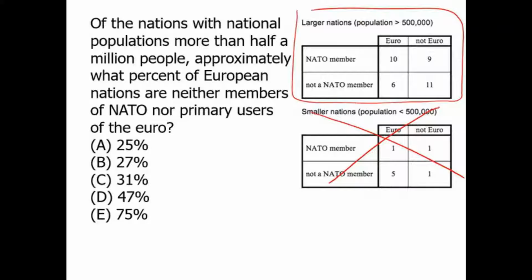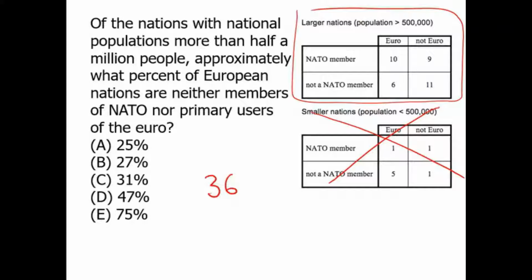All right, well, very interesting. Well, first of all, what's the whole? How many folks are there? Well, 9 plus 11 is 20. Plus 10 is 30. Plus 6 is 36. So there are 36. That's the whole.